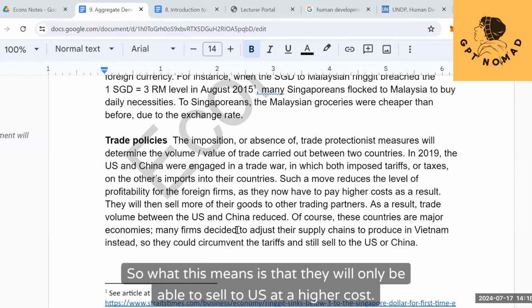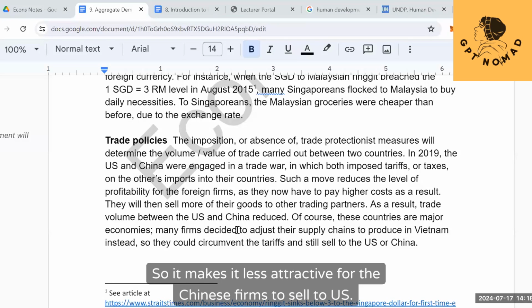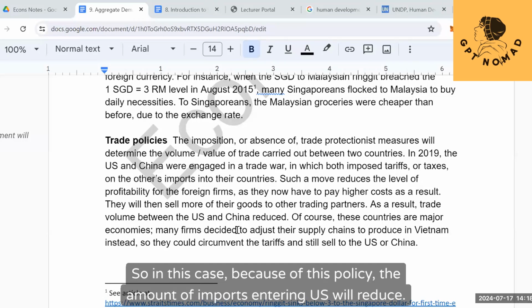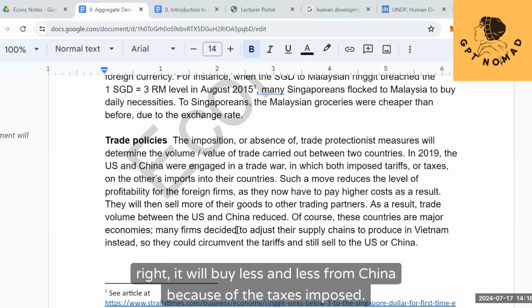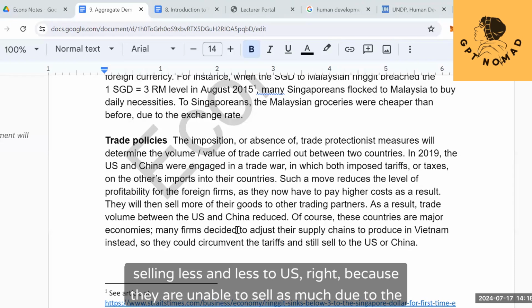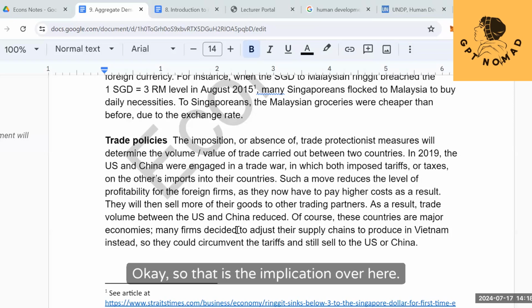So what this means is that they will only be able to sell to the US at a higher cost, right? So it makes it less attractive for the Chinese firms to sell to the US. So we are trying to restrict the Chinese imports as a result. In this case, because of this policy, the amount of imports entering the US will reduce, right? It will buy less and less from China because of the taxes imposed. Similarly, from China's perspective, they will be selling less and less to the US, right? Because they are unable to sell as much due to the taxes imposed. Okay, so that is the implication over here.